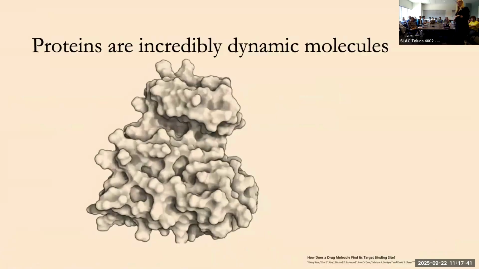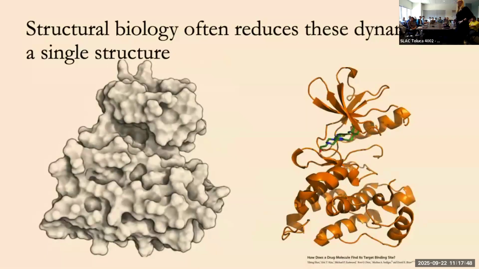So proteins are incredibly dynamic molecules. They're constantly wiggling and jiggling. And the majority of structural biology that we have reduces a lot of these dynamics to a single structure. So the models that we get are single structures. And what these single structures have enabled us to do is have really great benchmarks for structural predictions. There's been decades of work on how to develop metrics to be able to get these, right?